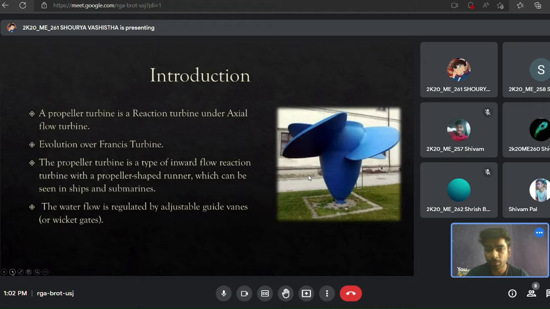The resulting runner shape is the propeller. Being a reaction turbine, the components are essentially the same as that of the Francis turbine. Next slide please.